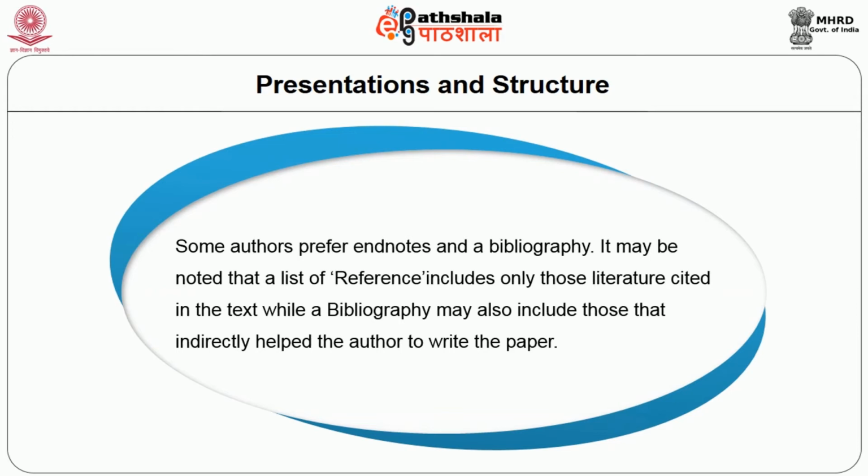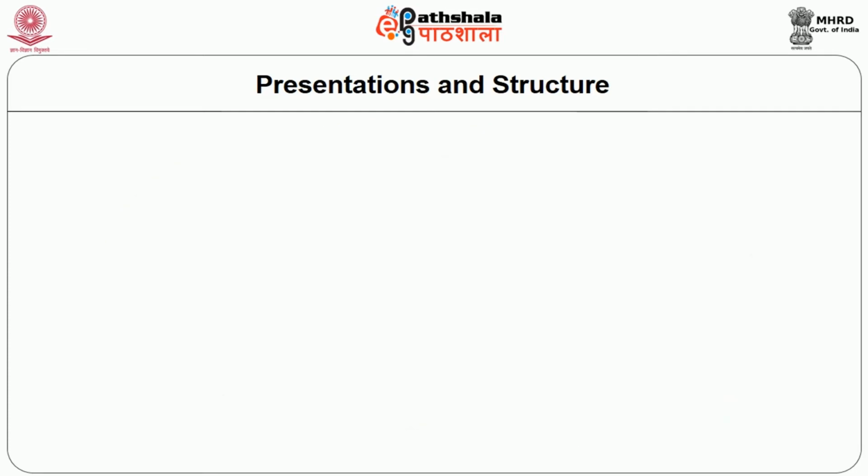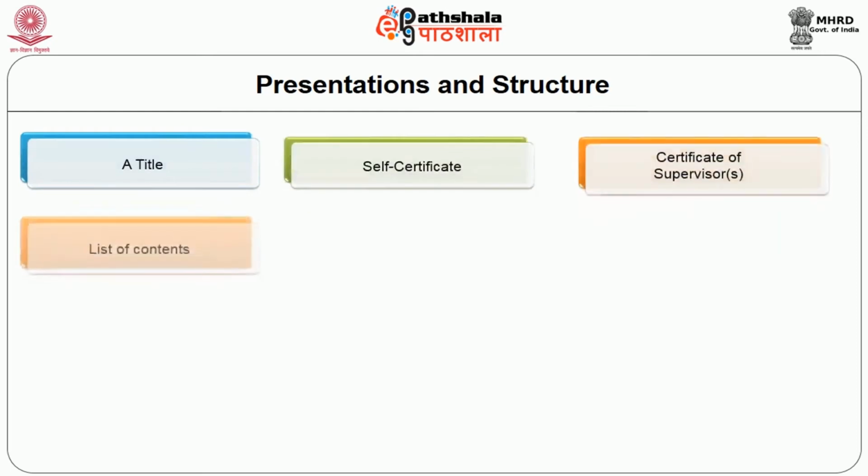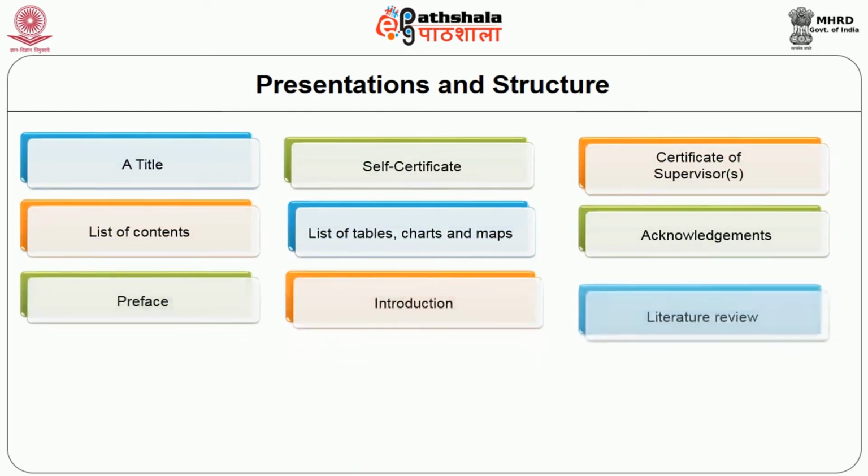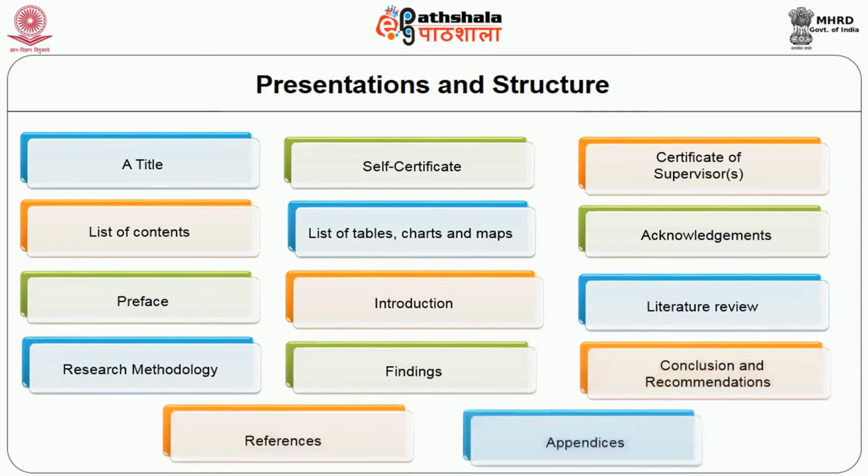Some authors prefer endnotes and a bibliography, and it may be noted that a list of reference includes only that literature which is cited in the text, while a bibliography may include those that have indirectly helped the author to write the paper. Details for the structure of dissertation and thesis may have a title, a certificate by the supervisors, list of contents, tables, charts, maps, acknowledgements, a preface if possible. There can be a specific introduction, a literature review, research methodology, findings which can be divided into appropriate chapterization, a set of conclusions and recommendations sometimes, but more importantly references and appendices.